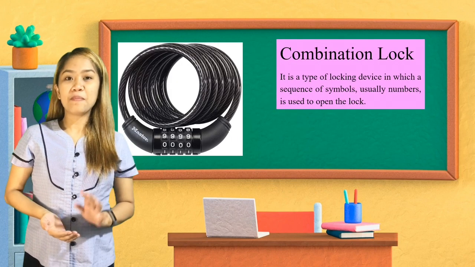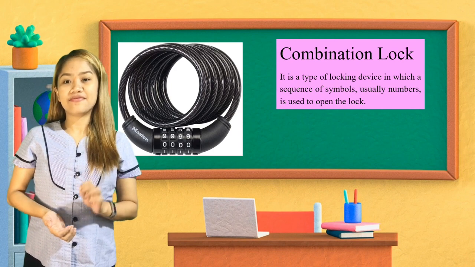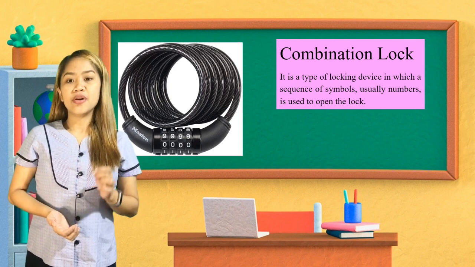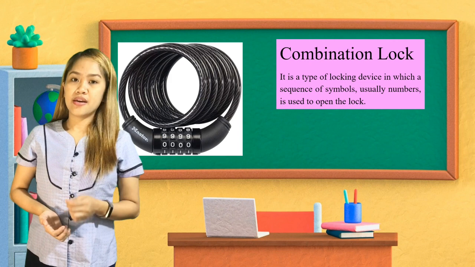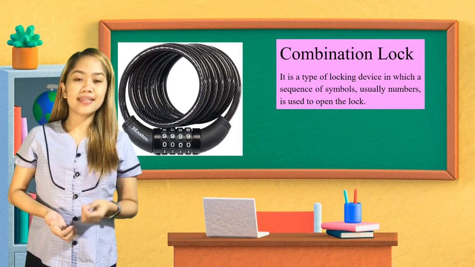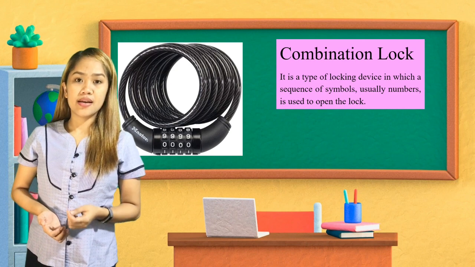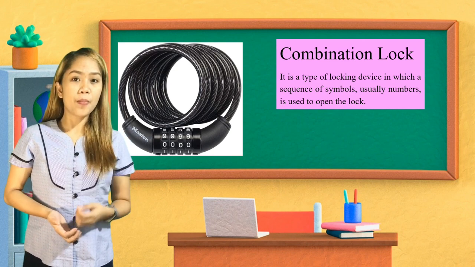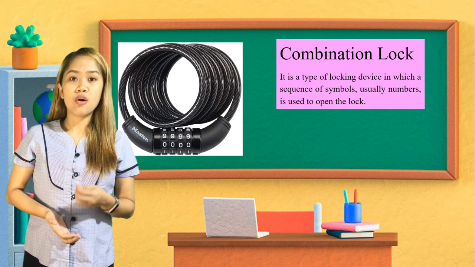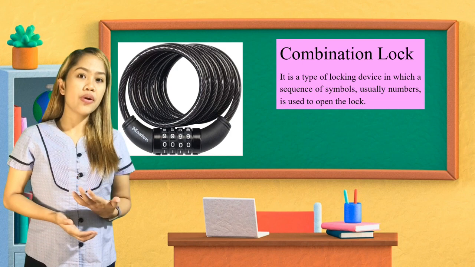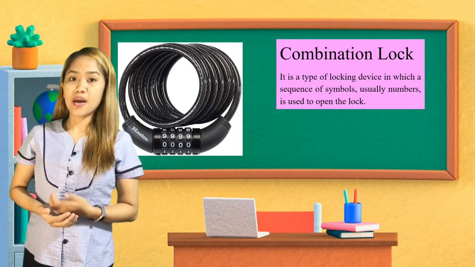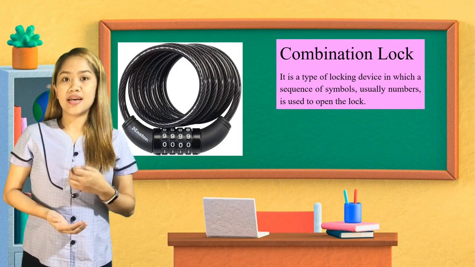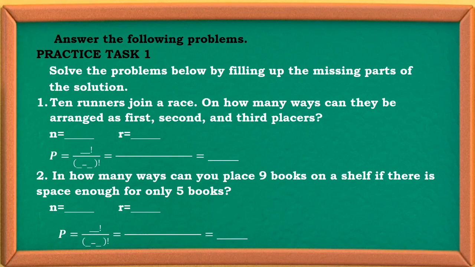Are you familiar with the combination lock? It is a type of locking device in which a sequence of symbols, usually numbers, is used to open the lock. So say for example, if the passcode or the digits used to unlock the key is 1, 2, 3, 4, you cannot open the lock with the key 1, 2, 4, 3. Now, if you are going to analyze carefully, it is supposed to be a permutation lock because the arrangement of the digits is important.